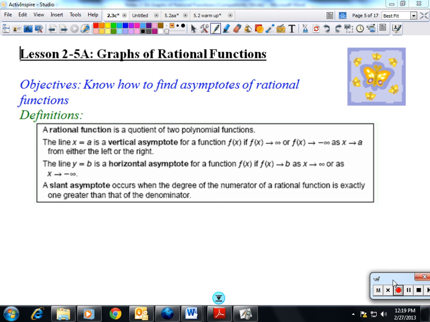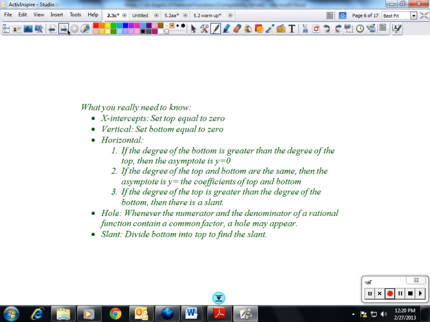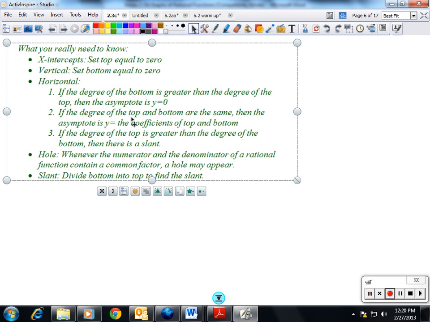Alright, graphs of rational functions, 2.5a. A rational function is anything with a fraction. It has a top and a bottom. It's defined as a quotient of two polynomial functions. And then it gives you some definitions for vertical asymptote, horizontal asymptote, and slant asymptote. And this is what you really need to know.